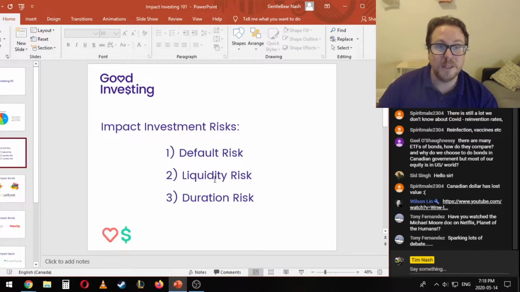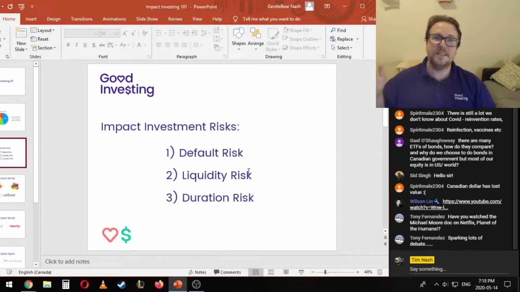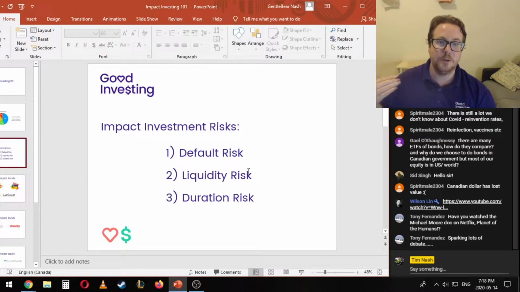From there, often with these impact investments, there is a lot of liquidity risk. So this is the idea that these impact investments are going to be locked in for 3 years or 5 years or 10 years. There are a whole bunch of different liquidity risks that we really want to be aware of, to make sure that you're not going to need the money, to make sure that you're going to be just fine if you can't sell this investment for that period of time.